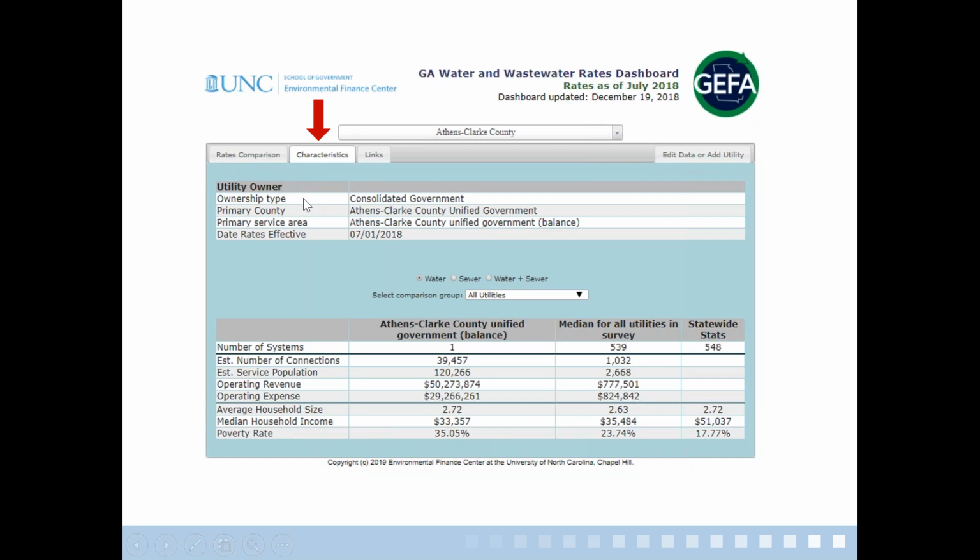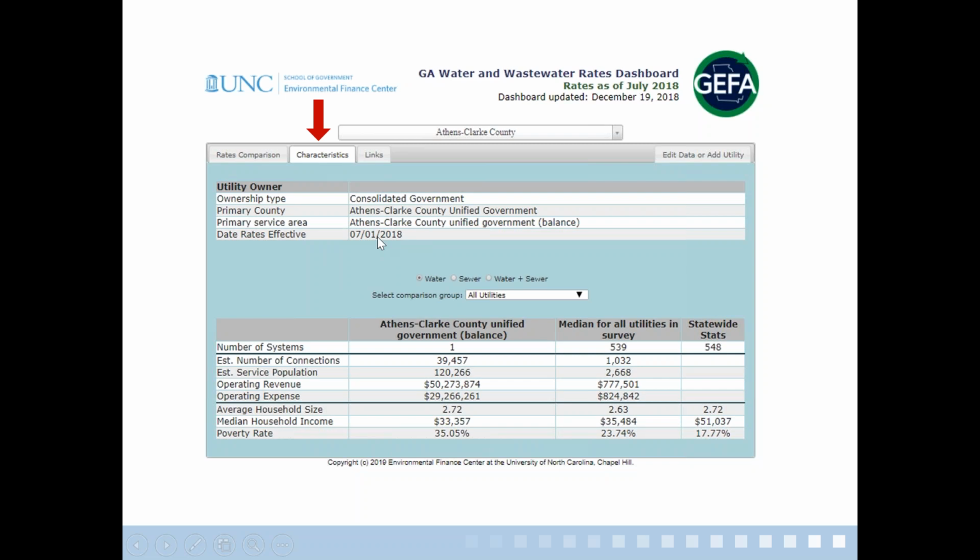Here it's a consolidated government. Then we have the primary county that it's serving. If it's serving more than one county, again, we're sticking with primary, like where are most of their customers located? Primary service area. And then the date that the rates became effective. And this gives you an indication that, hopefully, this is the most up-to-date data. Here we have July 1st, 2018.